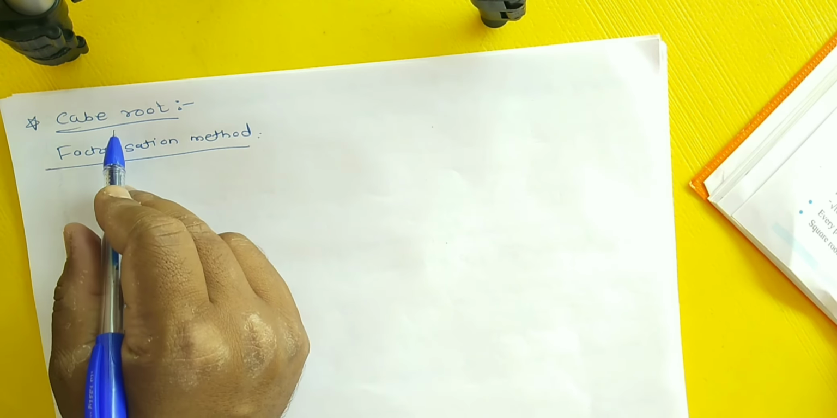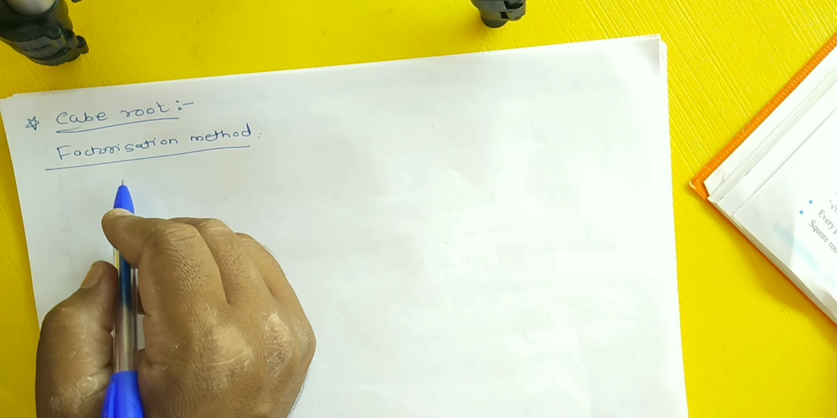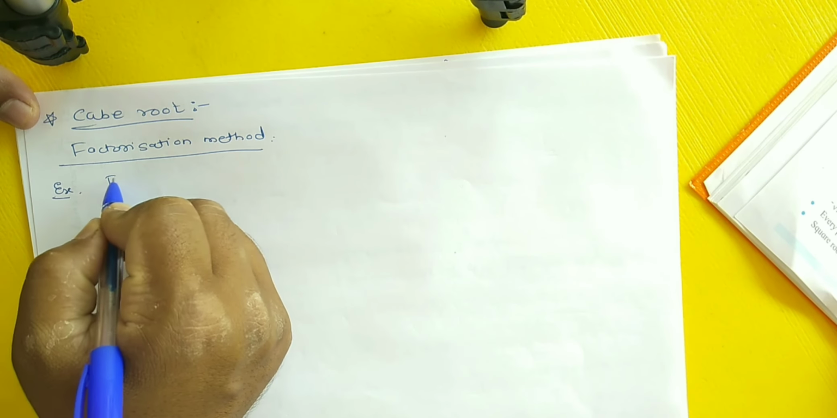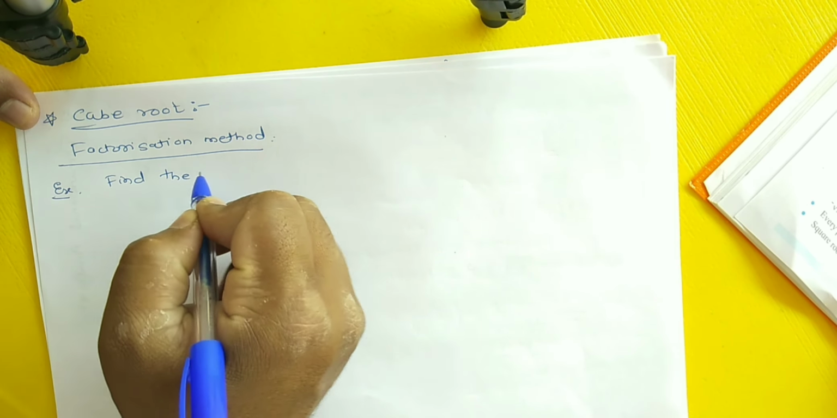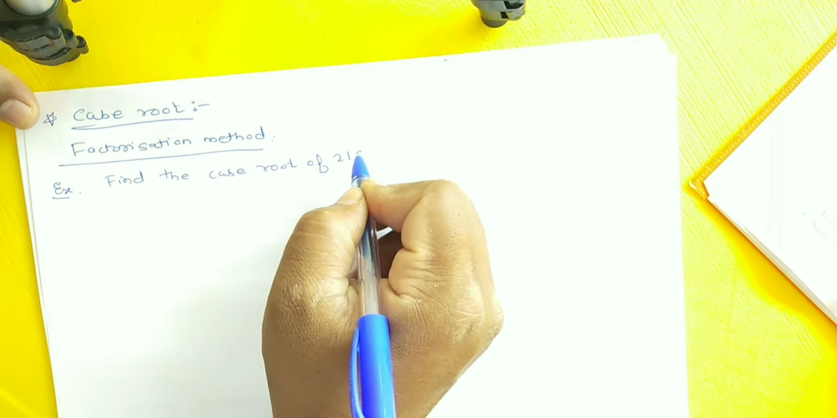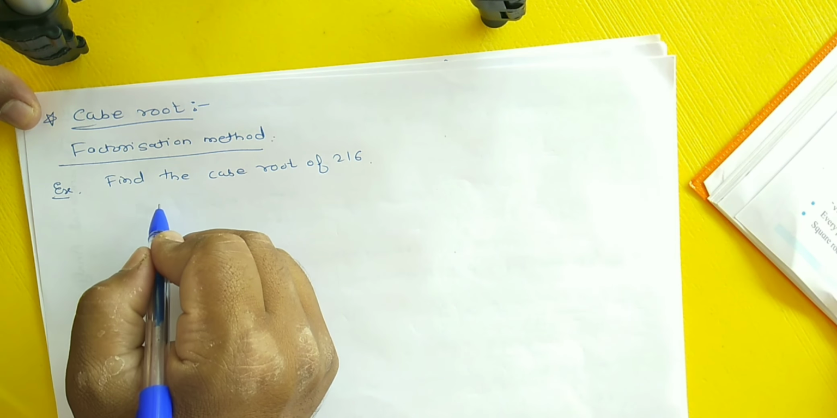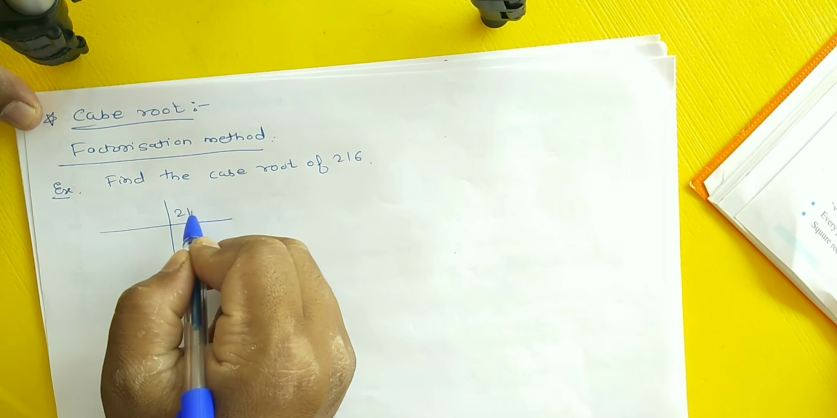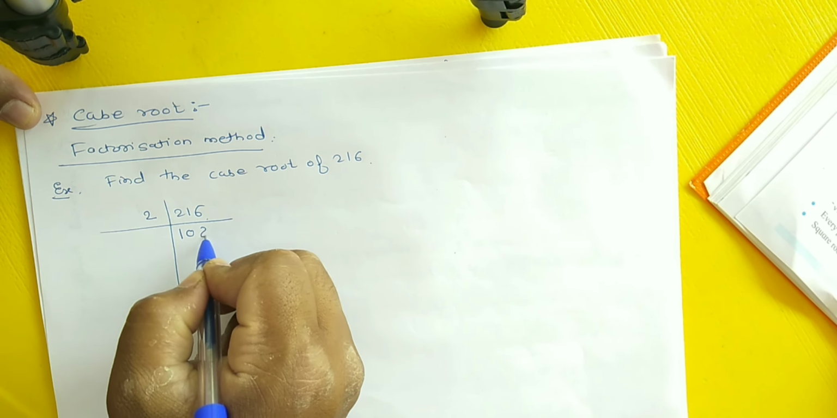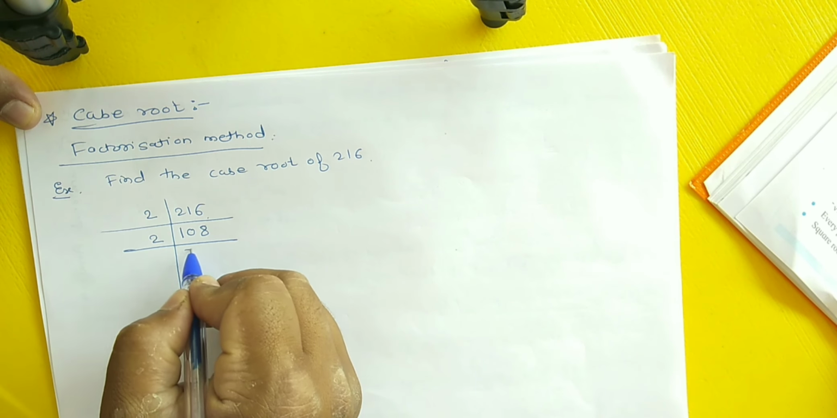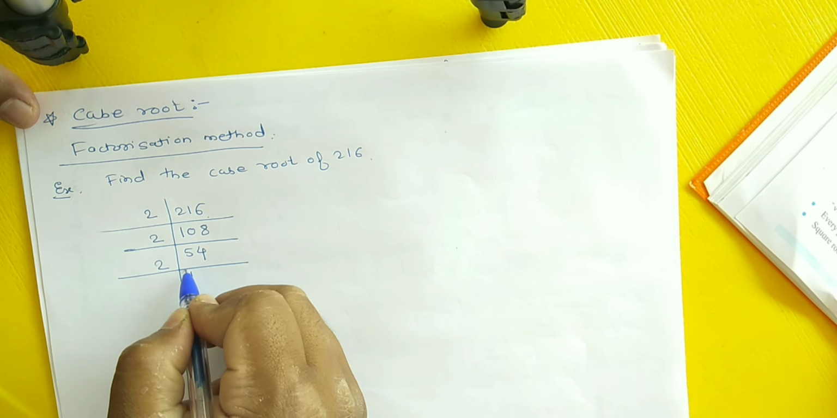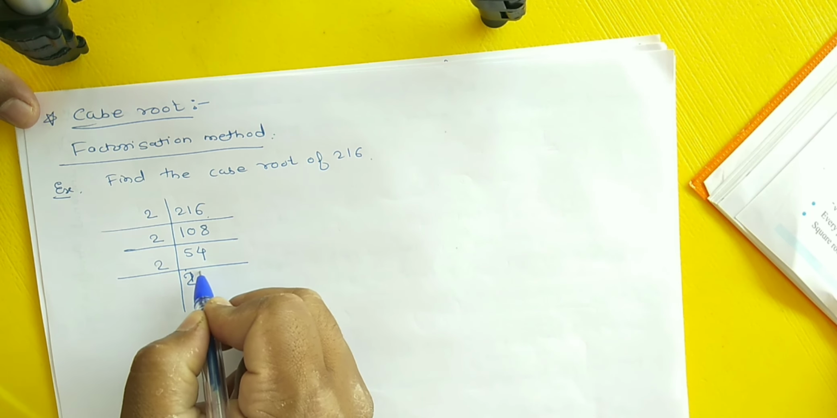So next is what? Cube root. To find the cube root, we use the factorization method. So here if I consider an example, find the cube root of 216. So how to find it? We are using the factorization method. 216 is an even number, so initially 2, 2 ones are 2, 0, 8. Again even number, 2 5s are 10, 2 2s are 4. Okay, then 1 2 7.